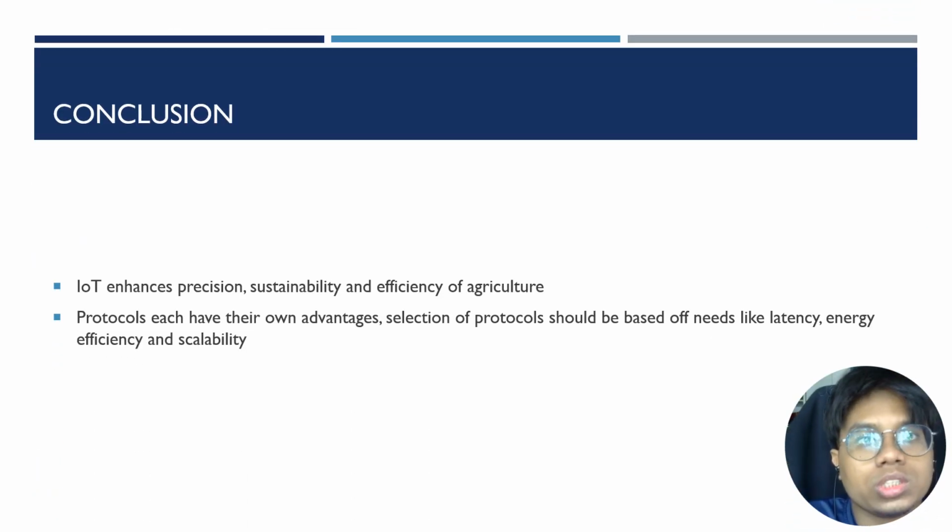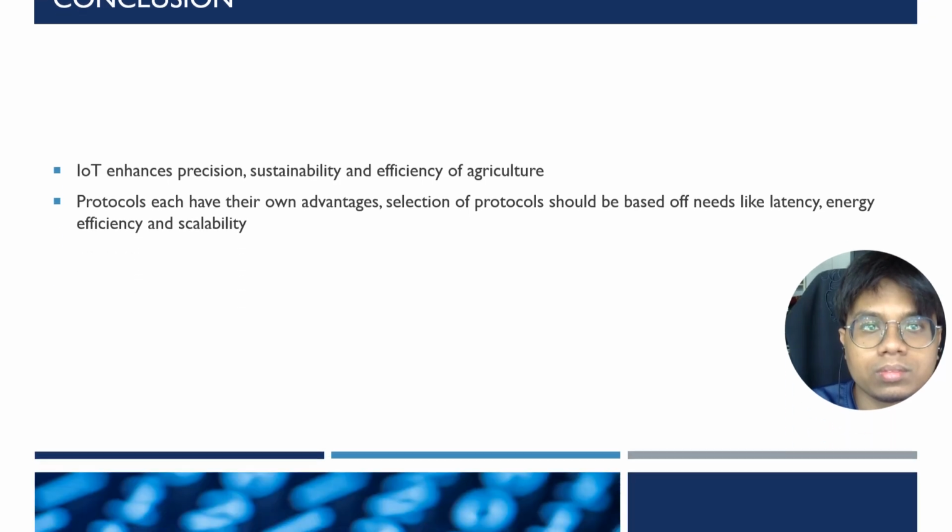So, in conclusion, depending on requirements like latency, energy efficiency, and scalability, each protocol covers different aspects of farming, ranging from data collection in the fields to real-time decision making in the greenhouse. MQTT and COAP are protocols that are applicable for scalable, energy-efficient sensor networks, whereas DDS and AMQP are good at managing complex, data-intensive applications. IoT in agriculture has the potential to significantly increase precision, sustainability, and productivity through the efficient use of these protocols. That is all for today.